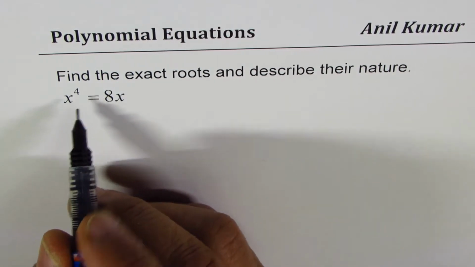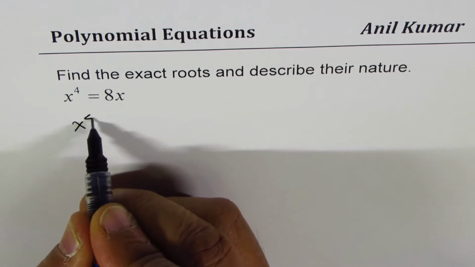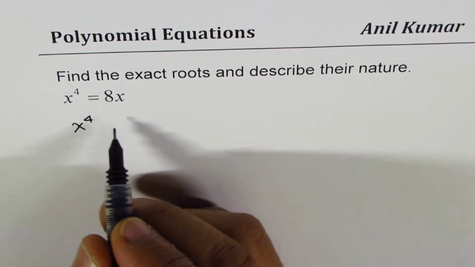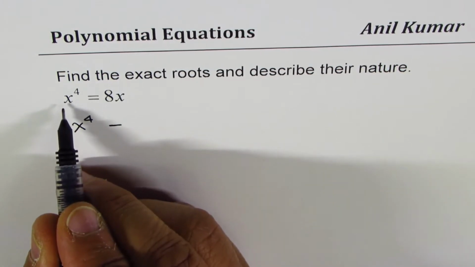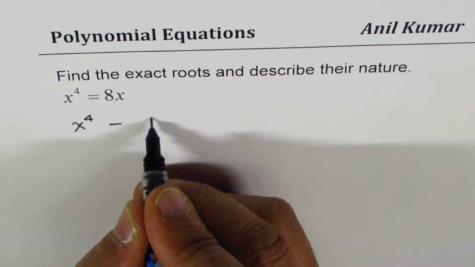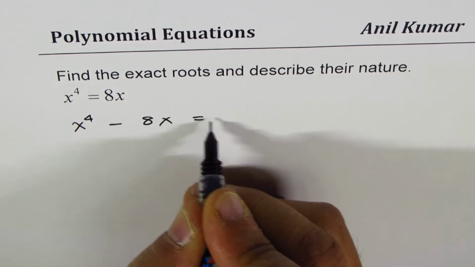So we have here x to the power of 4 equals 8x. It's a good idea to bring it to the left side, keeping the coefficient of higher degree positive. That is, I think, a very important strategy.